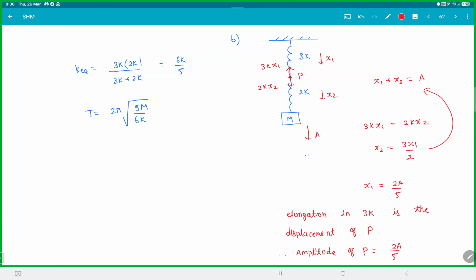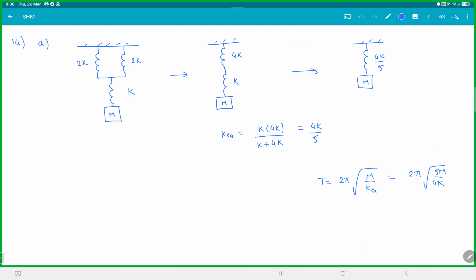Yeah, right, Anvita. Right, Samyak. All clear with this? The amplitude part? So both the springs will not stretch by A. They will stretch x1, x2, but the sum will be equal to A. Any doubts on this? Clear, Pratyasha? Clear? Sudiksha?